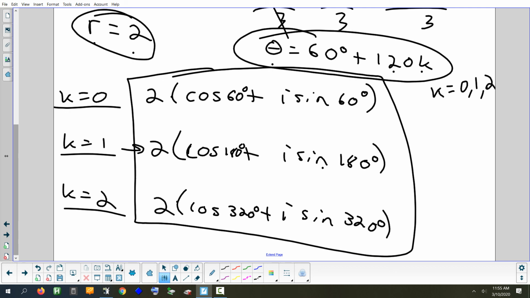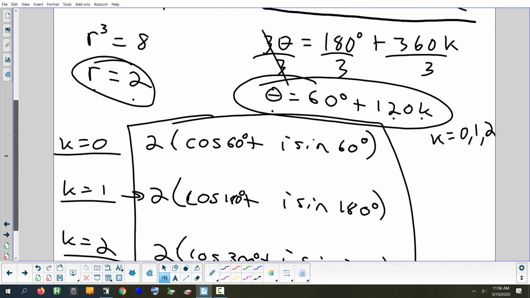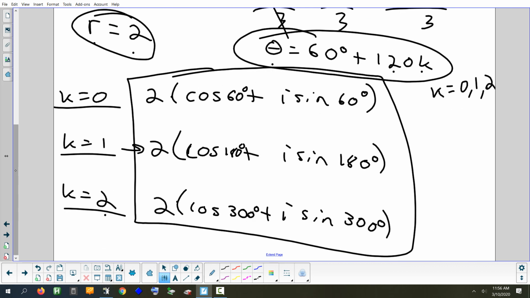How did you get 320 in there? Was it supposed to just be 300? Yep, sorry. It's 300. 240 plus 60 is 300. Maybe I was thinking k equals 2 and I just put a 2 in there or something. I just wanted to make sure I knew how to do it.